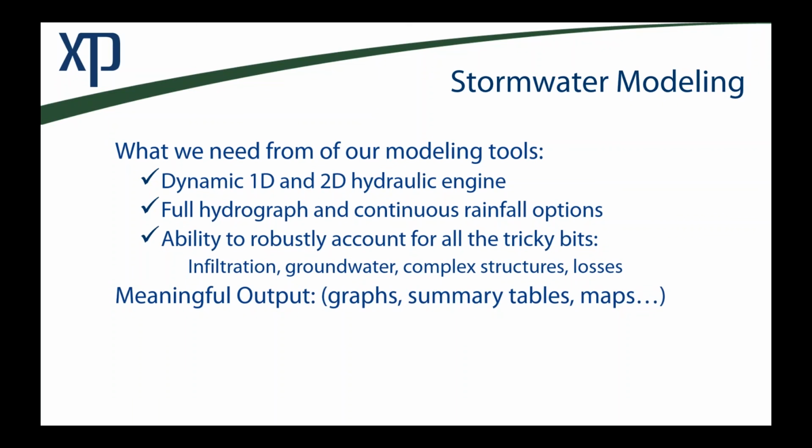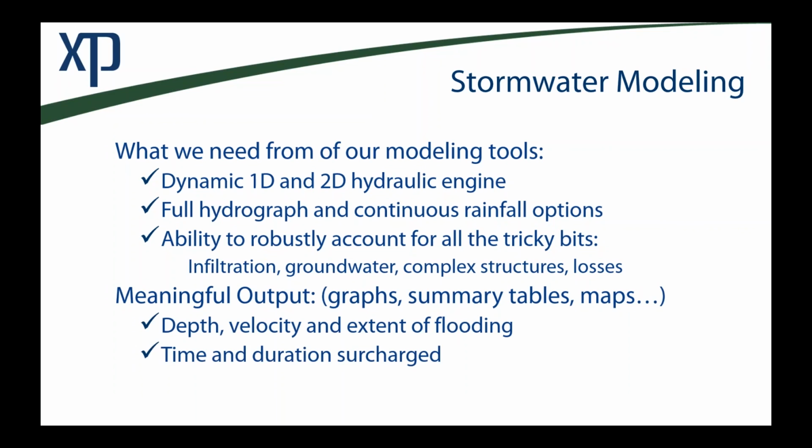So what would be meaningful output for a model? So graphs, tables, what have you. What do we really care to see? When it comes to flooding, we really care about three things: depth, velocity, and ultimately the extent to which that flooding goes. Those are really the three things we care about. We care about both in pipes and above ground.